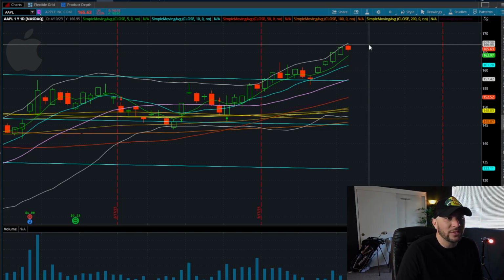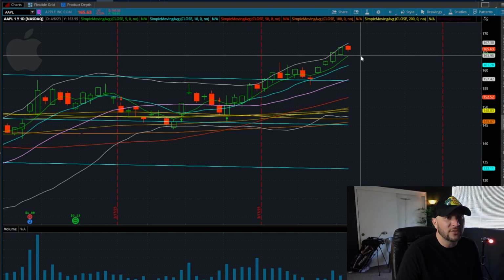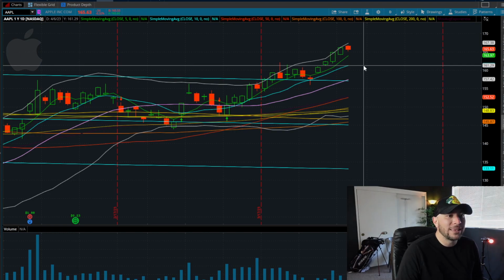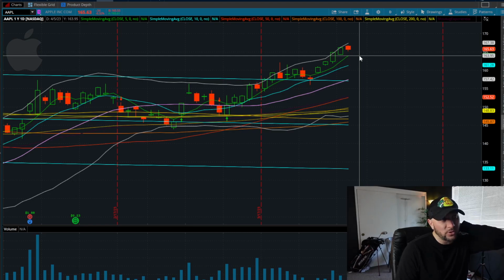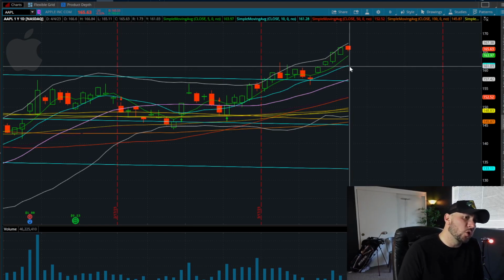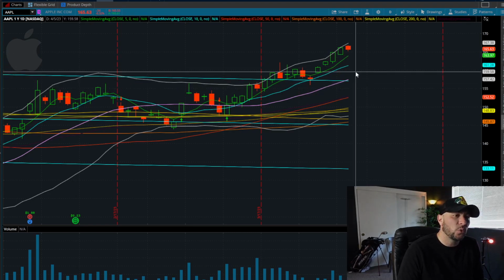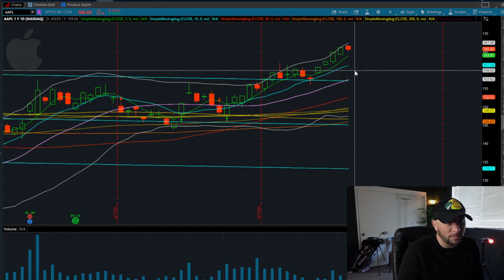Again, we don't really have a continuation of the breakout until we get over 167. We do have support at 164. My perfect bounce spot that I would like to try to tag would be anywhere between 160 and 161.50. That's going to be the first zone I'm going to try to bounce on Apple. Now, again, if we do close below 161.28, I will look for the short position.